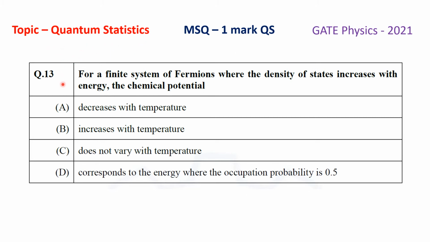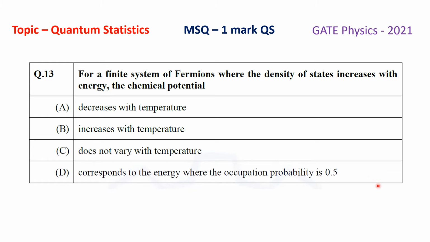The question is, for a finite system of fermions where the density of states increases with energy, the chemical potential: option A, decreases with temperature; option B, increases with temperature; option C, doesn't vary with temperature; and the last option, option D, corresponds to the energy where the occupation probability is 0.5. Now, as this is a multiple select type question, it is possible to have multiple options correct for this question.